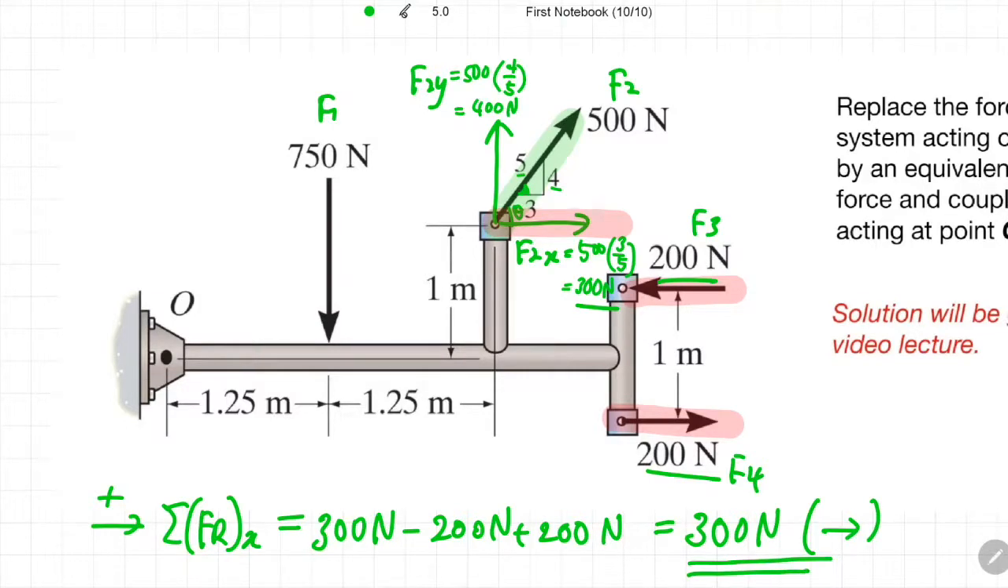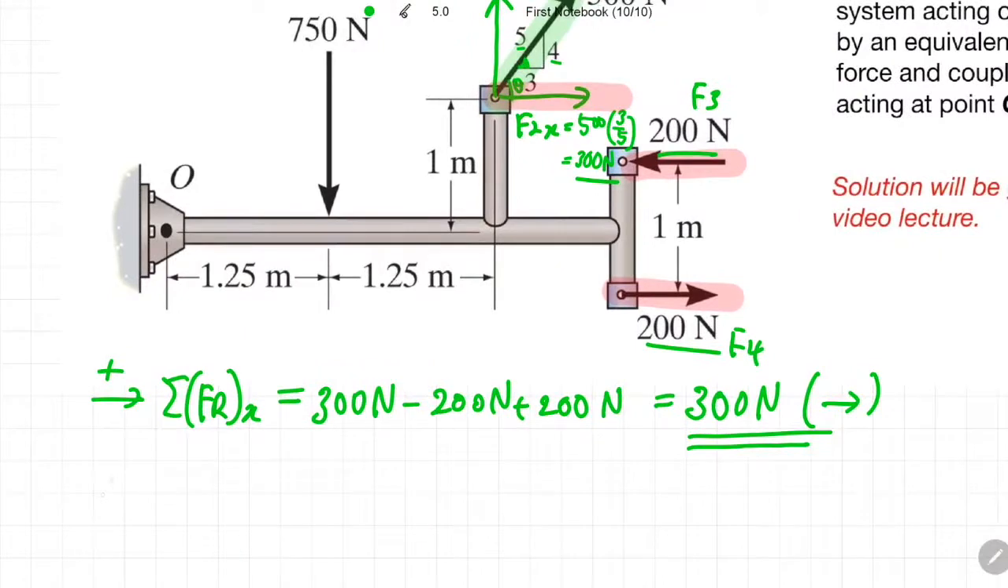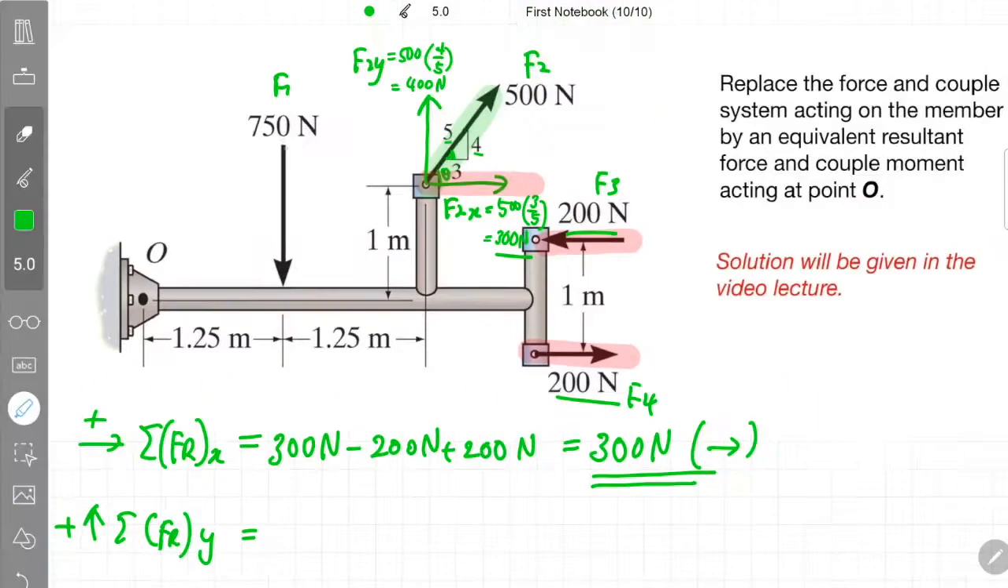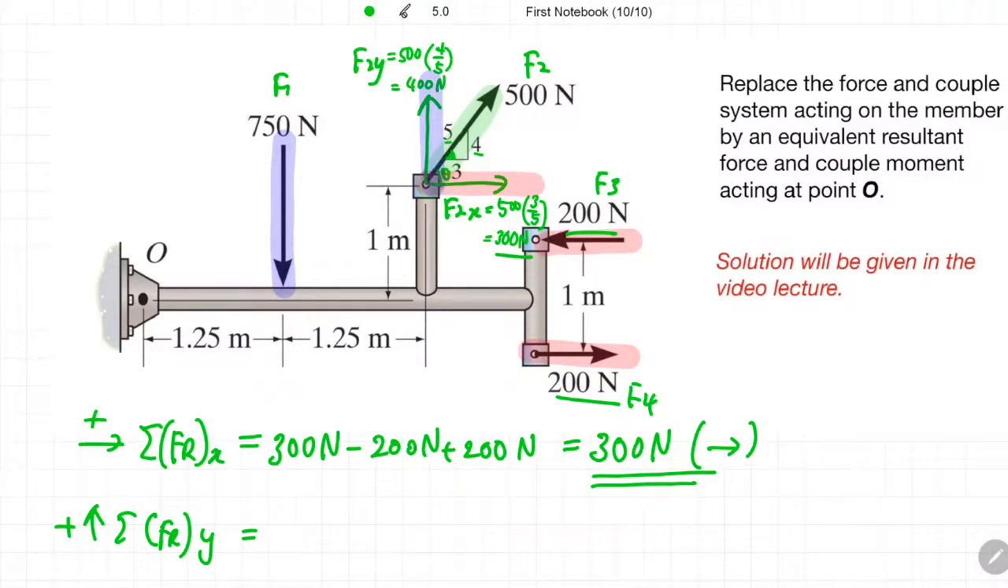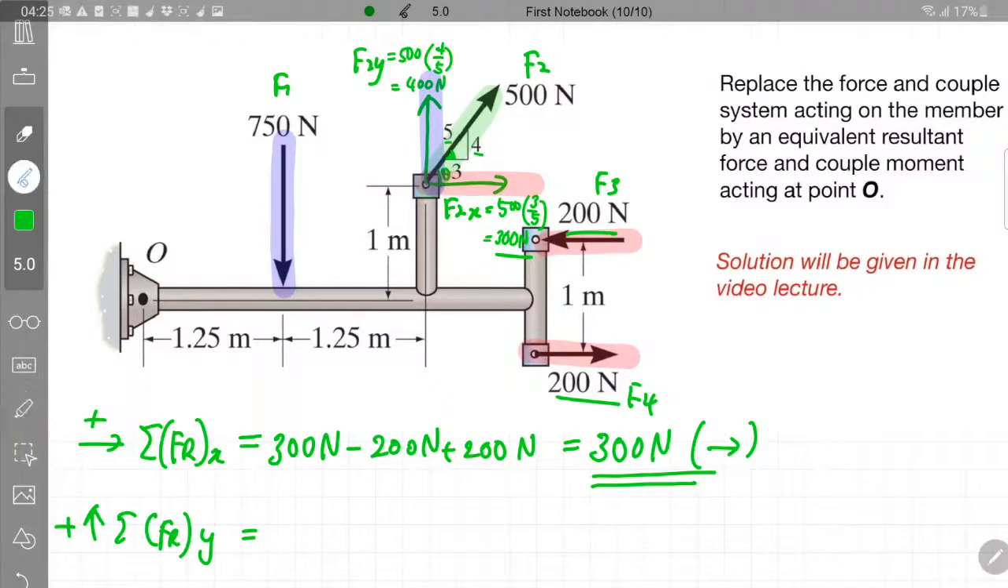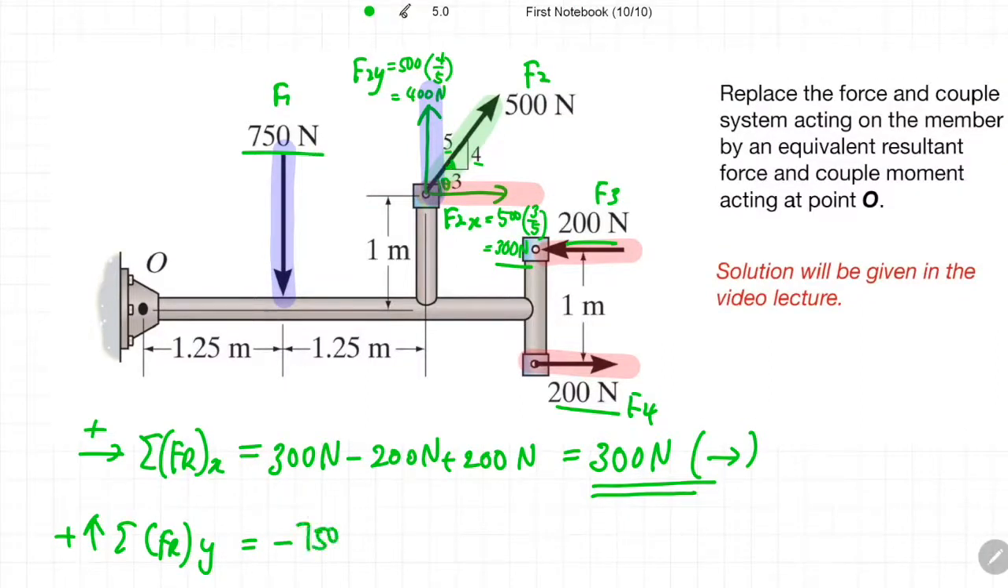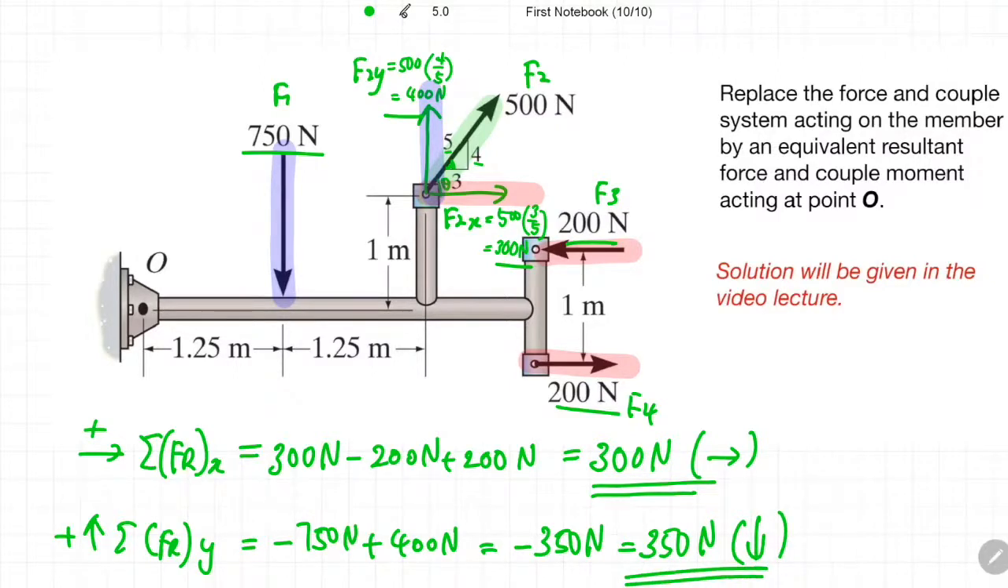Now you repeat the same step along the y direction. Assuming the upward direction is positive, let's identify the forces acting in the y direction. There are two forces in the y direction, this one and also this one. The 750 Newton is pointed downward, so you can write it as negative 750 Newton. The F2y is pointed upward, so you can write it as positive 400 Newton. And you will get a corresponding magnitude of negative 350 Newton. This can also be rewritten as 350 Newton, and because the value is negative, it means that the direction of the resultant force along the y-axis is downward.